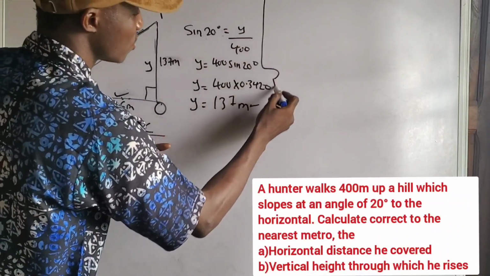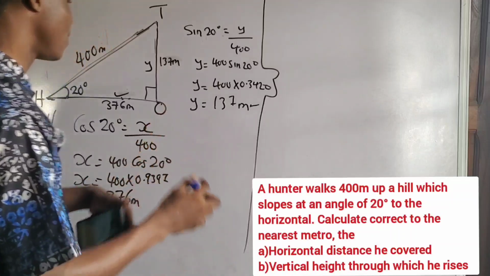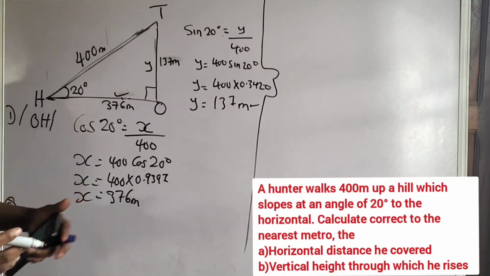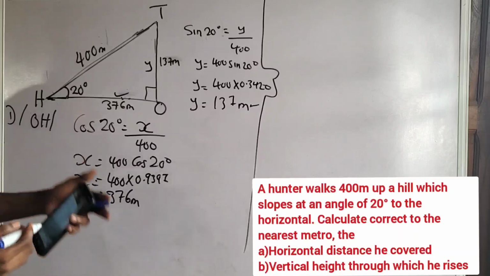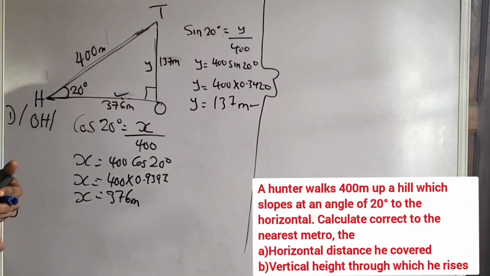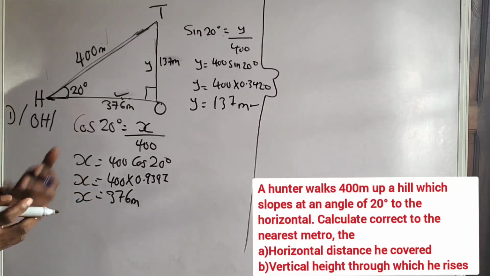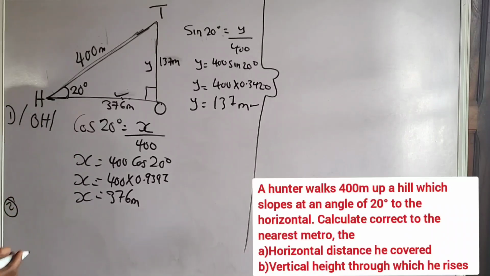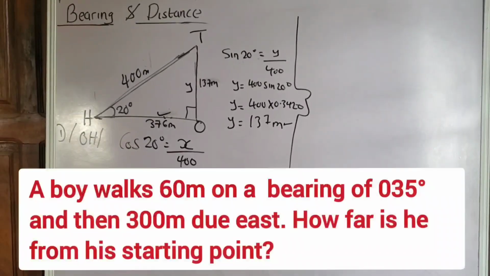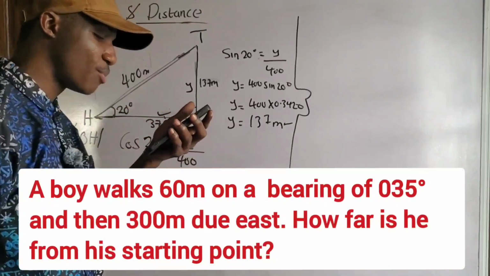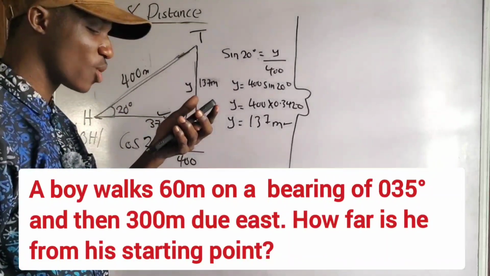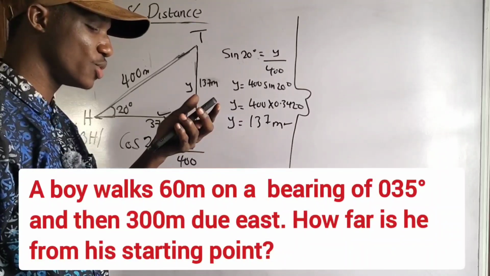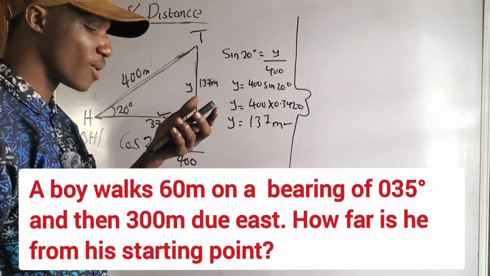Now let's look at one more question on bearing and distance. Even this one that you see here is coming from angle of elevation and depression. All these, angle of elevation and depression, bearing, even trigonometric ratio as a whole, are interwoven. You understand? So I just put it among the questions, so don't be confused. A boy walks 60 meters on a bearing of 35 degrees and then 300 meters due east. How far is he from the starting point?